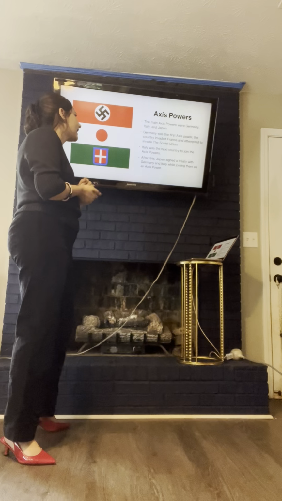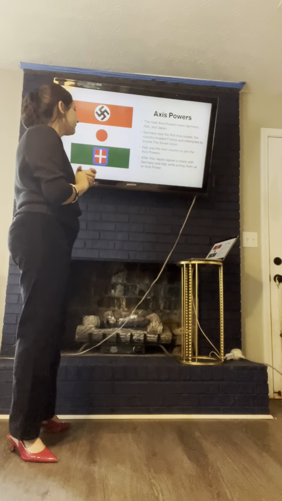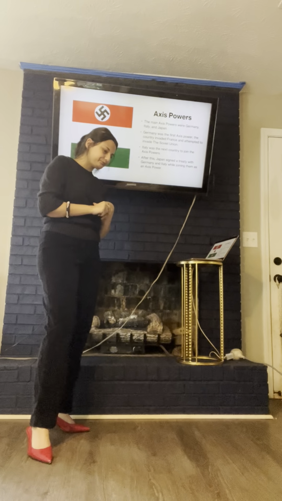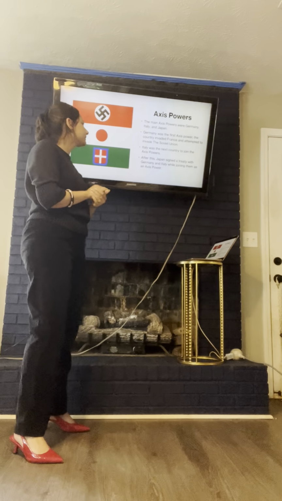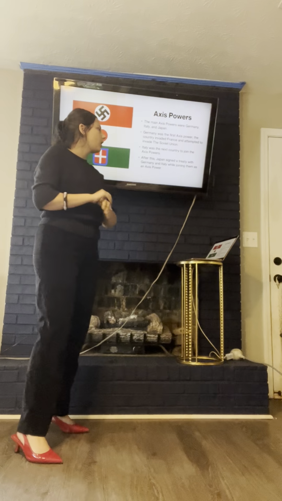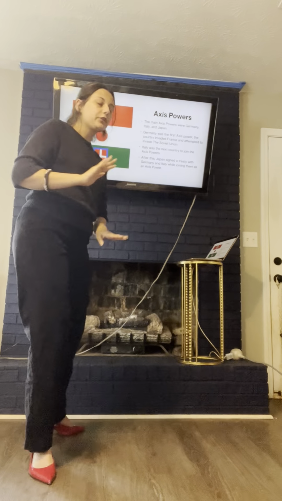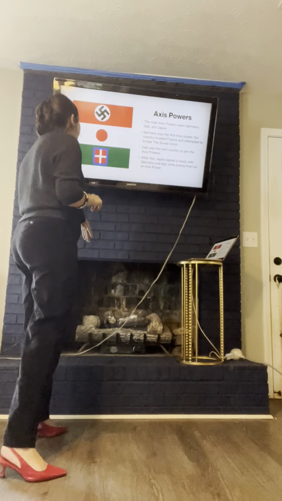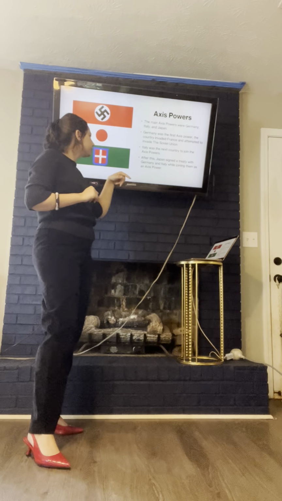Germany was the first Axis power. The country invaded France and attempted to invade the Soviet Union. So we talked about that in the last slide. France, the Soviet Union, Britain, all of those countries, Germany stepped on their borders and they had an issue with this. So that's kind of what started the war in Europe.